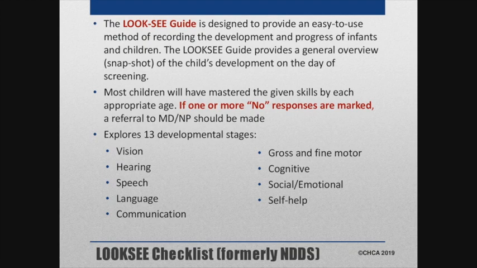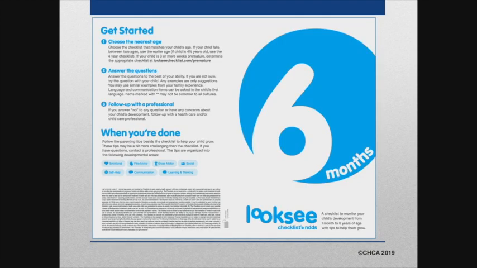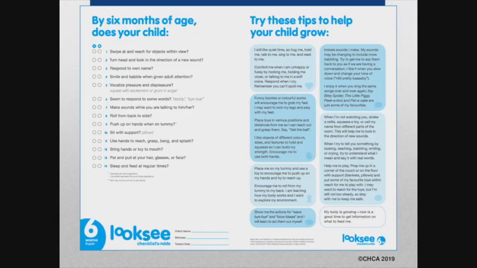Each one of these look-sees explores 13 developmental stages, including vision, hearing, speech, language, communication, gross and fine motor, cognitive, social and emotional, and finally self-help. This is an example of the 6-month form. Part of the forms do provide some unique engaging activities that the parents can do.